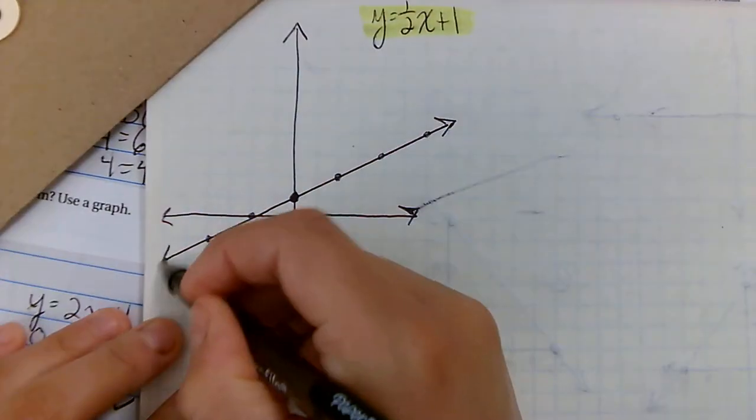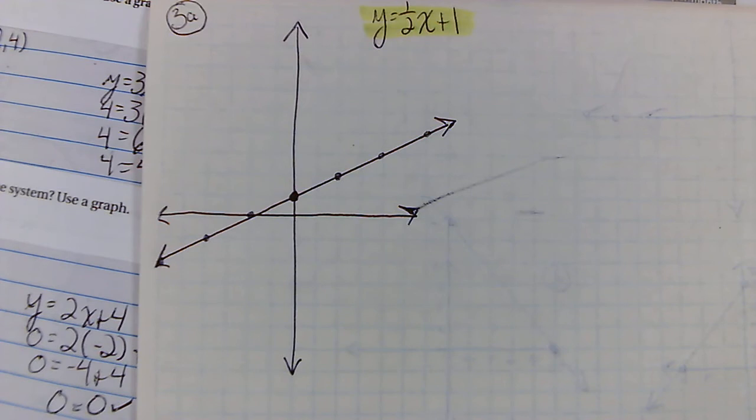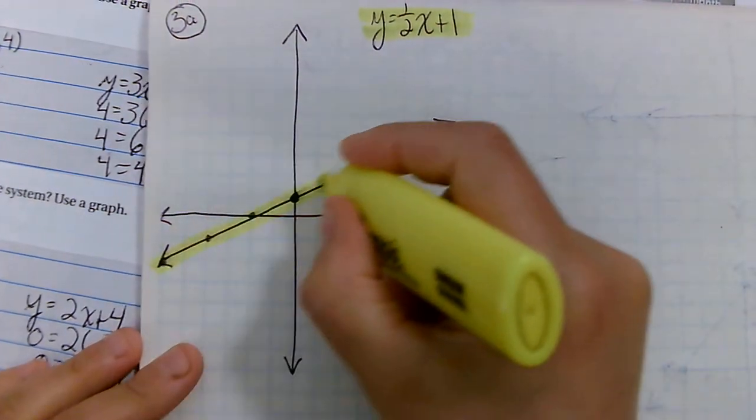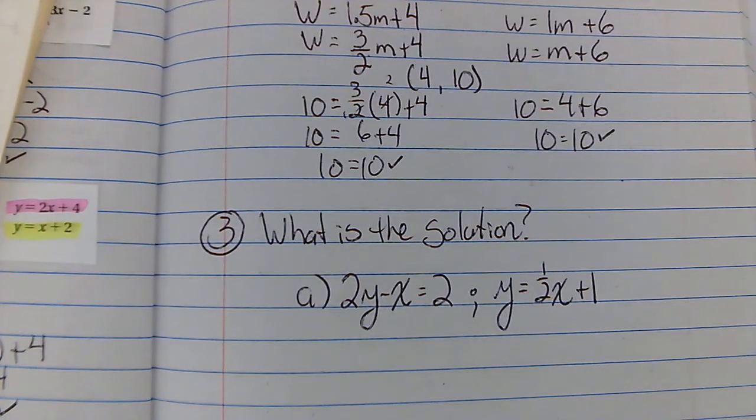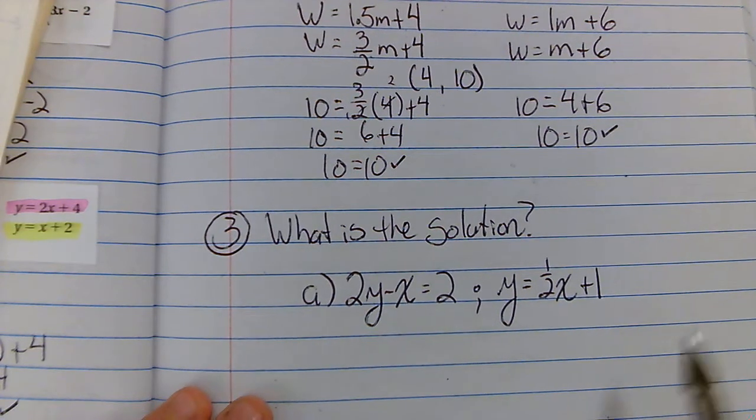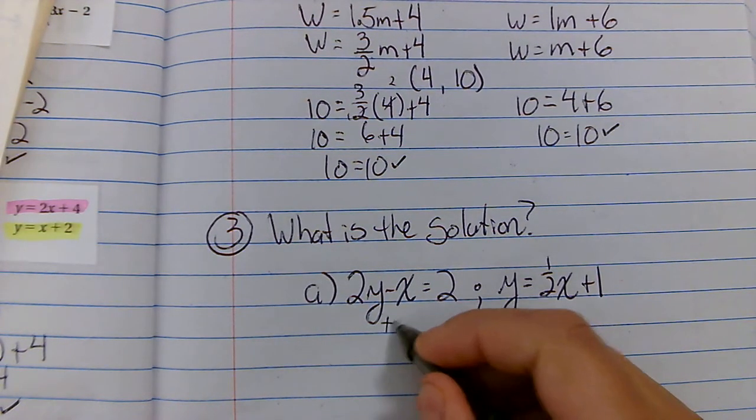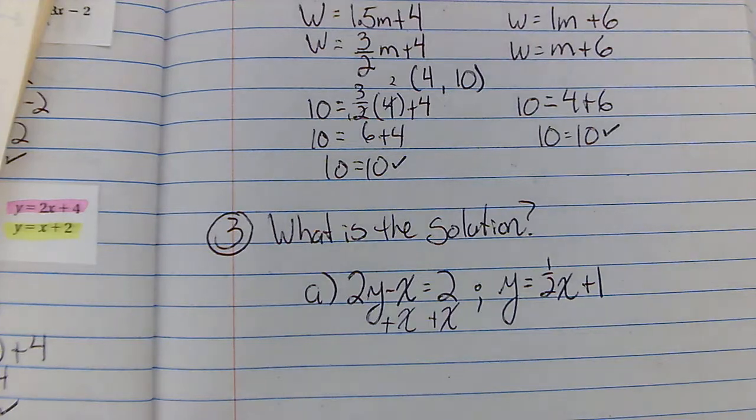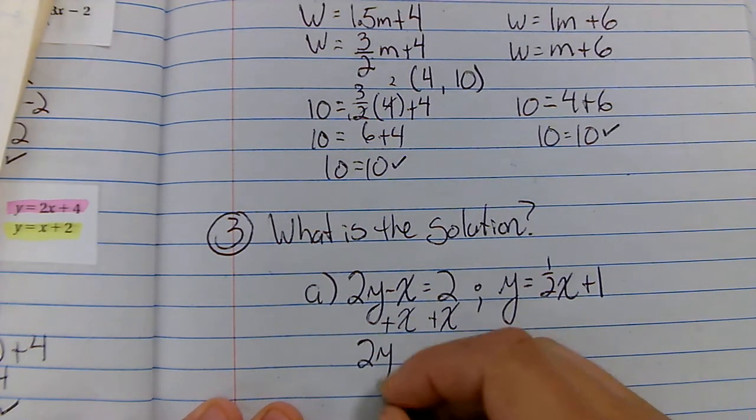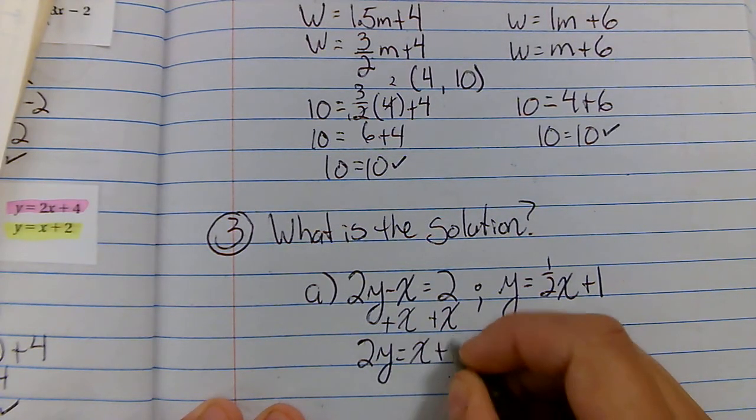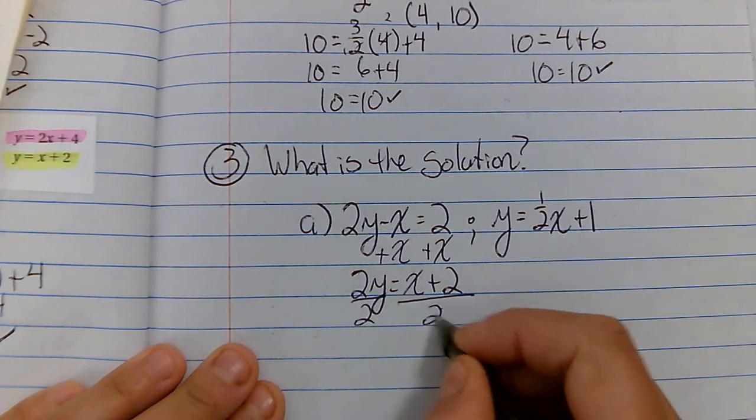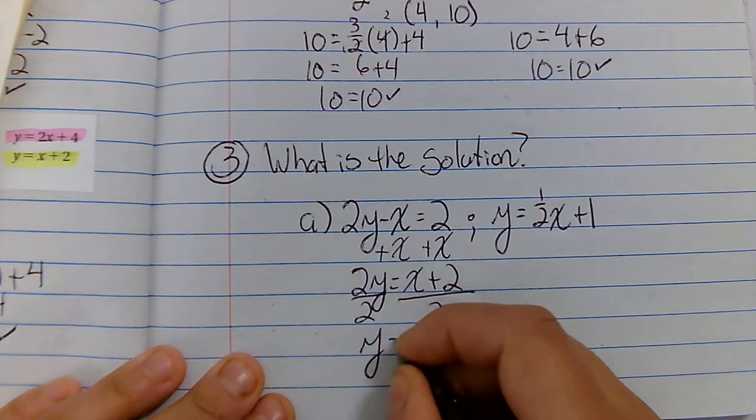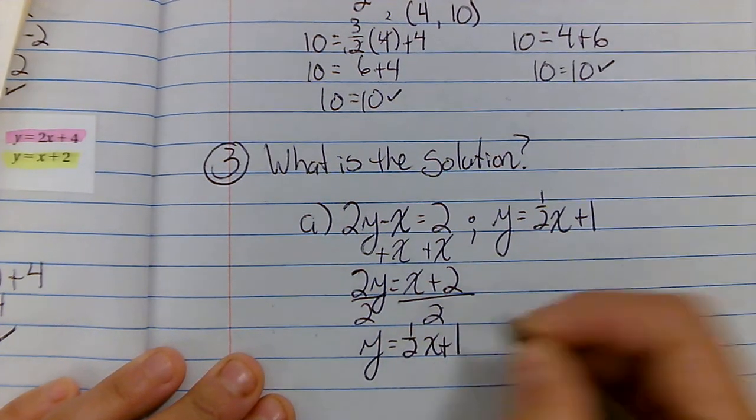Just like that. Alright, and that will be yellow. Okay. Now, before we can graph the other one, let's go ahead and put it into y equals mx plus b as well. So in order to do that, I need to move x to the other side. So I'm going to add x to both sides. I get 2y equals x plus 2. I divide by 2 on both sides, and I get y equals 1/2 x plus 1.